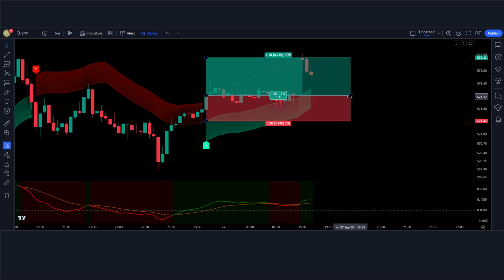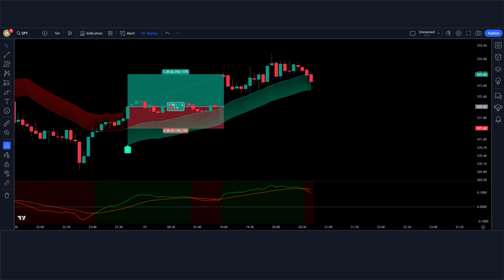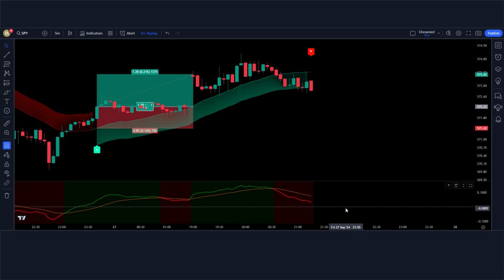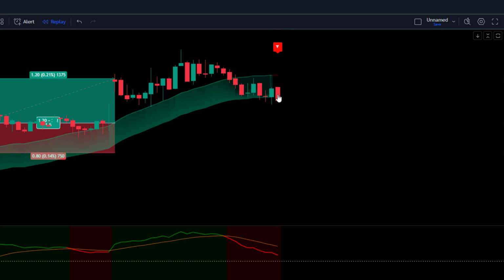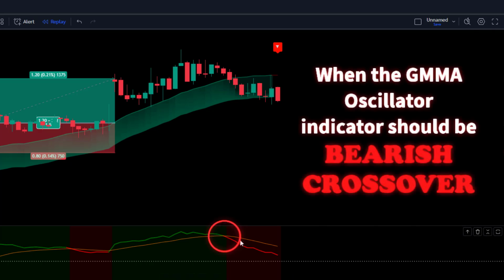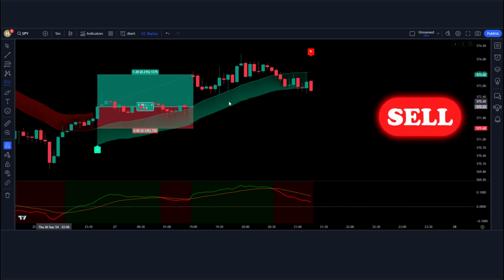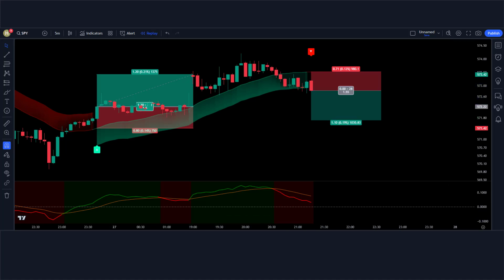The market has completely hit the target. Now, let us understand the short position. When the zero lag trend signal indicator has given us a sell trend signal, when the market forms a bearish candle, and when the FxMAPA oscillator indicator has a bearish crossover, if this condition is fulfilled, then we will place a sell order. Our stop loss will be placed at the zero lag trend signal indicator's basis level, and the risk to reward ratio will be 1:1.5.